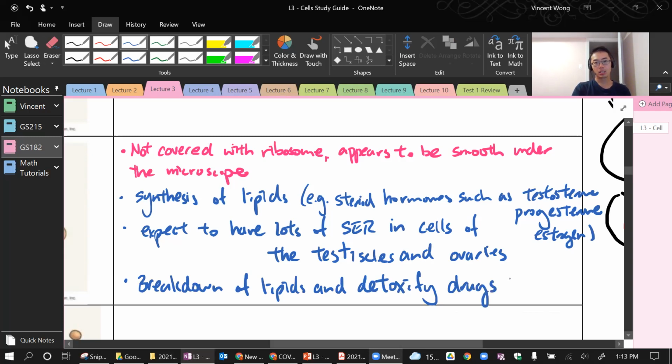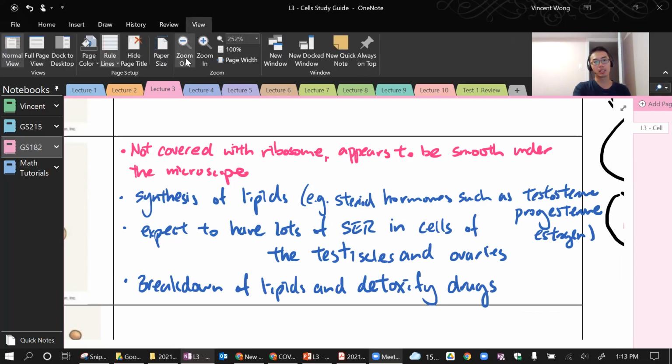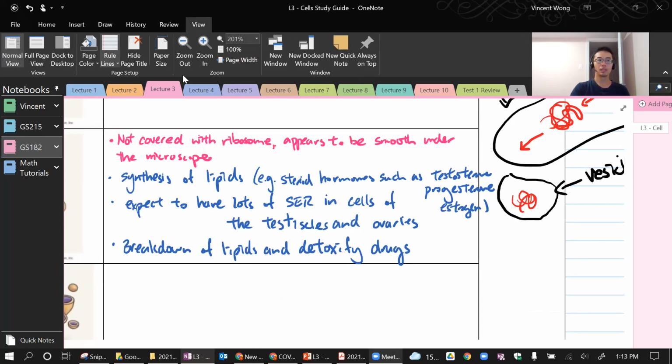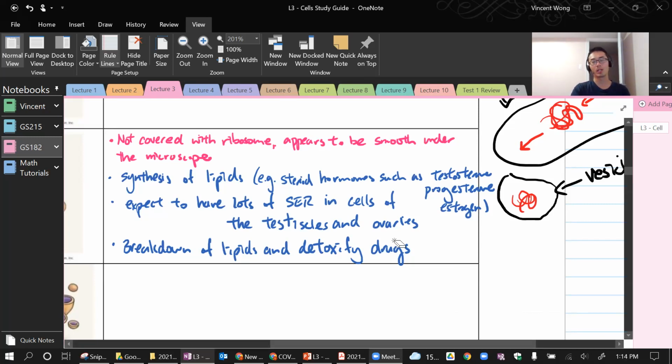drugs, right? So what organ is responsible for detoxifying drugs? Anybody know? I'm not talking about bad drugs. Like you take antibiotics, you take an Advil, you take a Tylenol. It's going to get detoxified in the body. It's going to get broken down, metabolized, right? Yes, liver, very good.